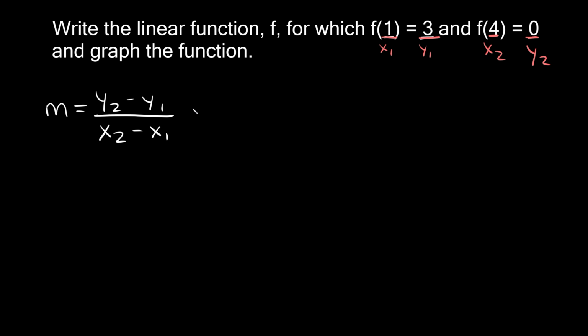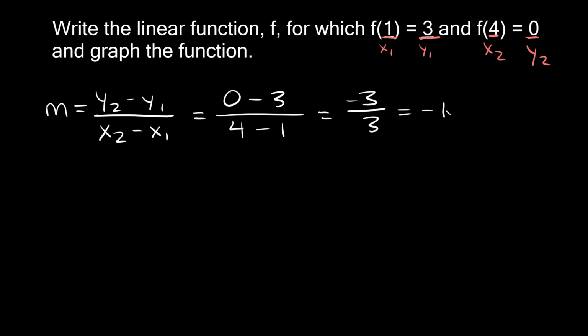Let's plug these into our slope formula. y sub 2 minus y sub 1 is 0 minus 3, over x sub 2 minus x sub 1, which is 4 minus 1. On top we get negative 3, on the bottom we get positive 3, and negative 3 divided by positive 3 is equal to negative 1. So that's the slope between these two points.